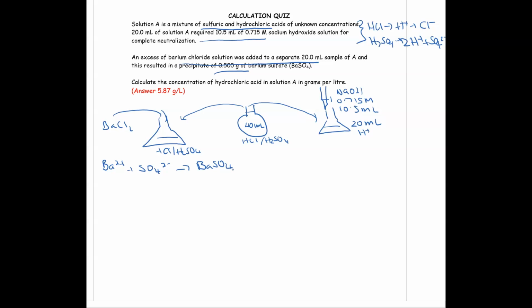So we've been told that there's a 0.5 gram sample of barium sulfate, so the number of moles of barium sulfate is equal to mass over formula mass, which is equal to 0.5 over 233.37, which is 2.1425 by 10 to the negative 3 moles. So all of those tell us the number of moles of sulfates. So the number of moles of sulfates will be the same.